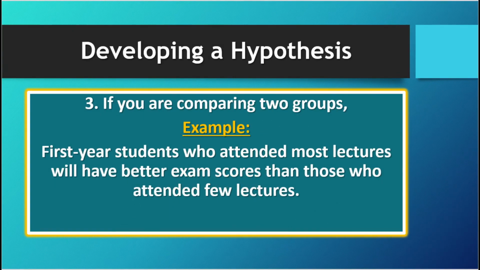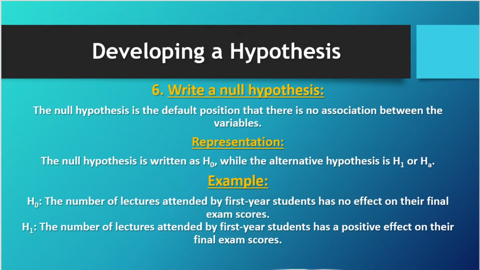Thirdly, if you are comparing two groups, the hypothesis can state what difference you expect to find between them. For example, first year students who attended more lectures will have better exam scores than those who attended few lectures. Now here the difference is indicated that the first year students who attended more lectures will have better exam scores, and the students who have attended fewer lectures will have low exam scores.